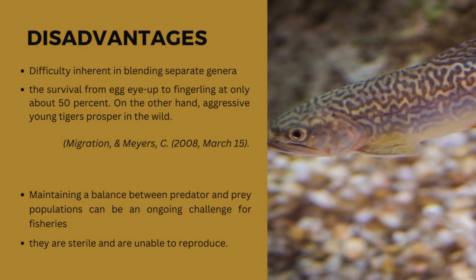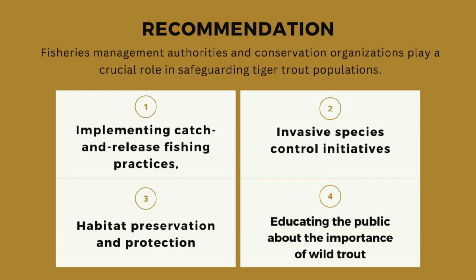Next, maintaining a balance between predator and prey populations can be an ongoing challenge for fisheries managers, especially in managing artificial ecosystems such as reservoirs. Last but not least, the hybrid trout, which is the tiger trout, is a sterile species and is unable to reproduce on its own. So here are a few recommendations to preserve the tiger trout populations.